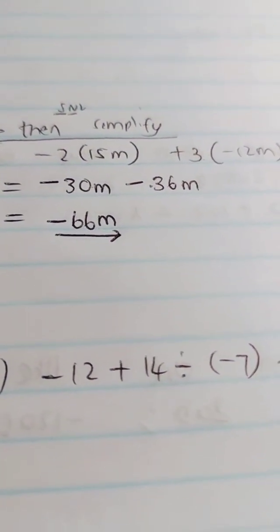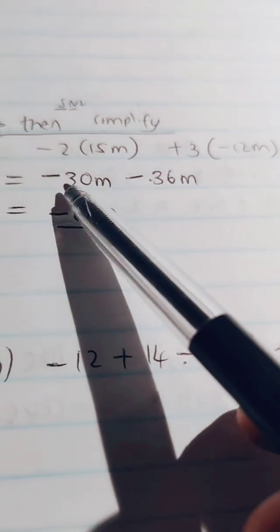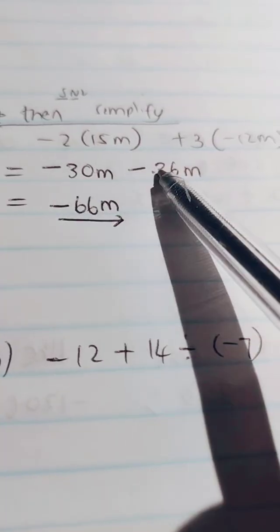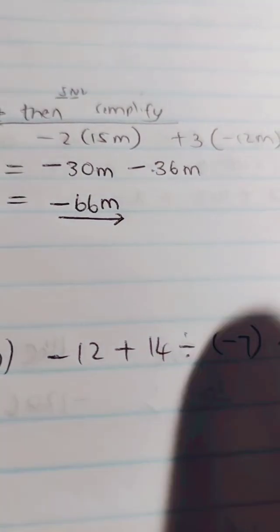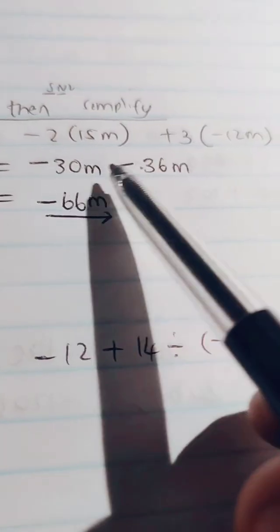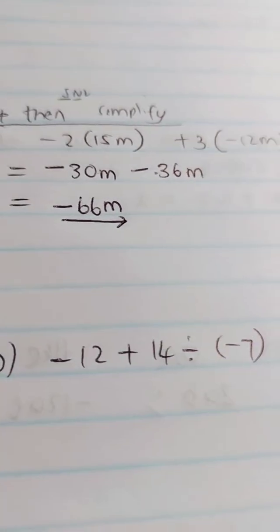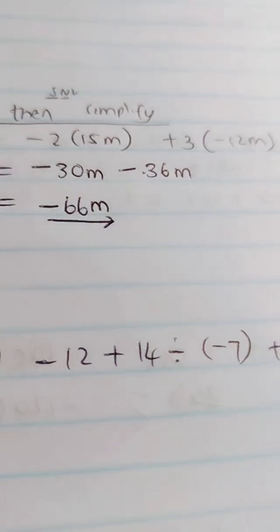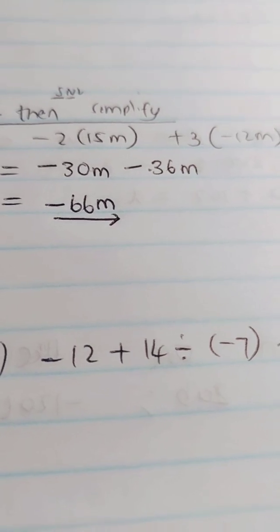Hope you guys checked out my method there. I said, if you have a situation where you're adding two numbers that have the same signs, you hide the signs. So the negative and the negative would be in hiding. You add the two numbers. 30 plus 36 is 66. Then you take the sign of the original numbers. So the answer is negative 66m. All right. So that's that.